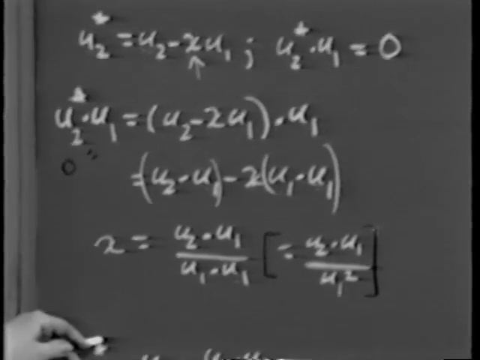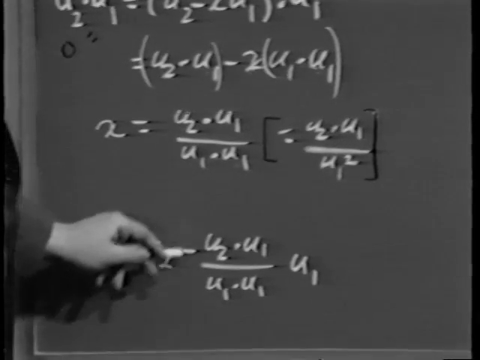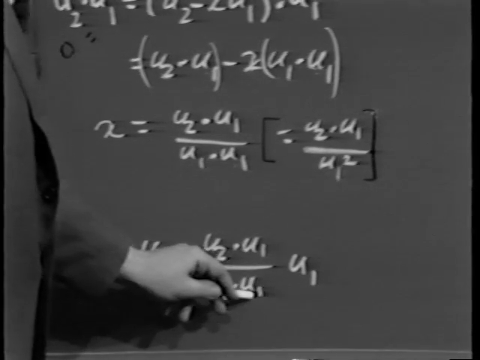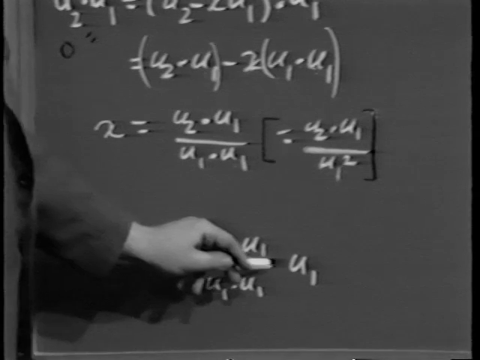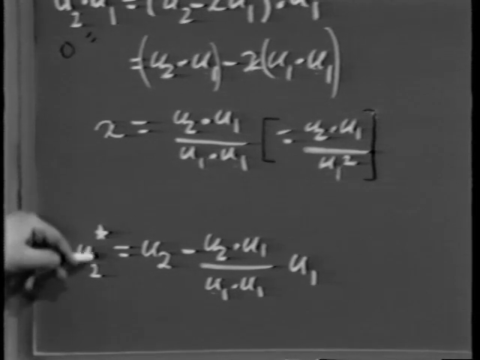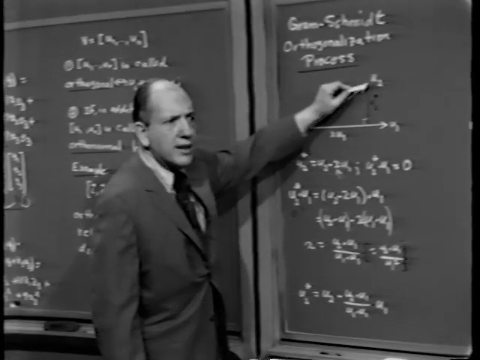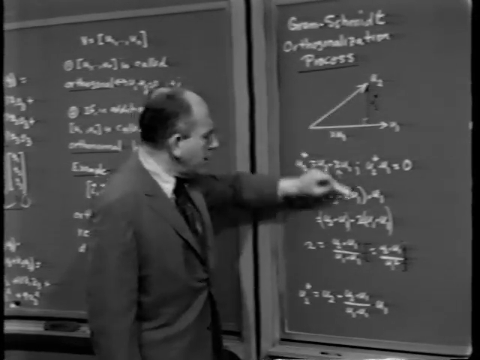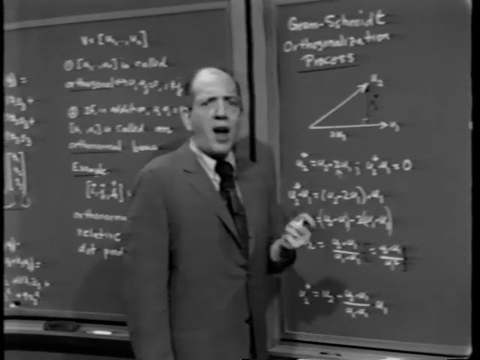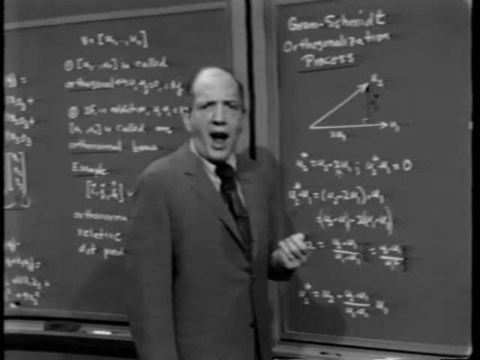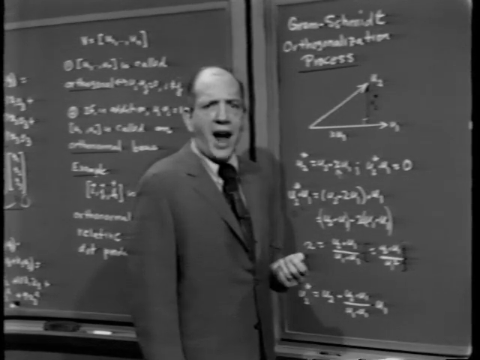At any rate, now knowing what x is, I replace x into this equation, and I wind up with u2 star equal to u2 minus (u2 dot u1 over u1 dot u1) times u1. If you want to check this geometrically, the u2 star that I've computed this way is precisely the u2 star that I get geometrically. The beauty of this technique is that it did not require geometry, and consequently, structurally, I should be able to use this in higher dimensions.